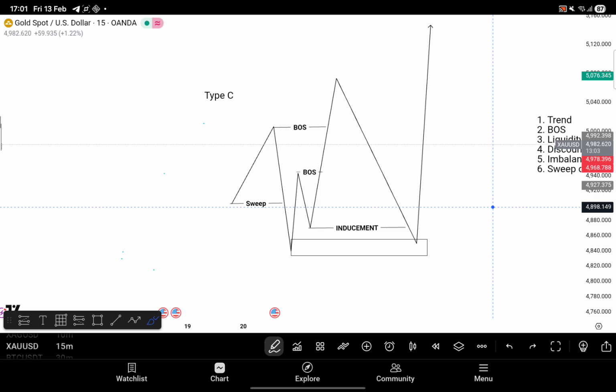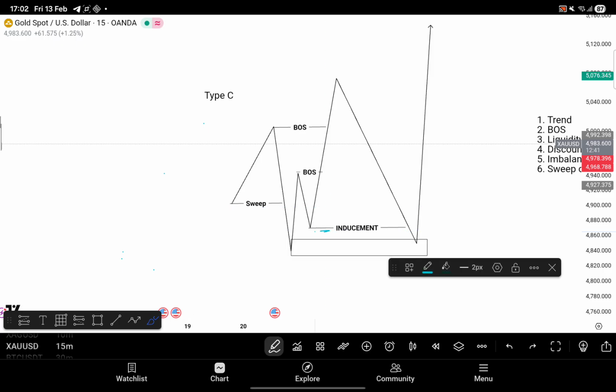So the third thing you are looking out for is your liquidity. Liquidity is money, and you want to see money being taken out before you place your buy or your sell position. If you don't see liquidity, then you are the liquidity. You don't want the market to trick you, and you can see that here is my liquidity here. So you want to spot your liquidity, right?